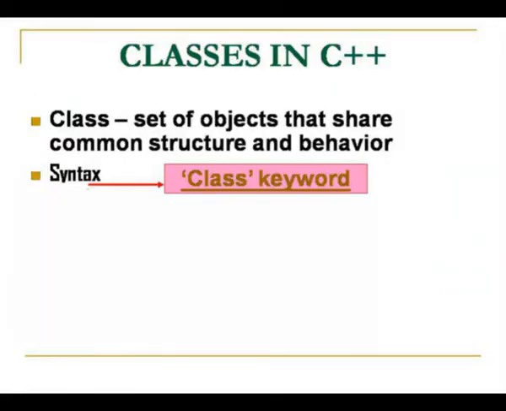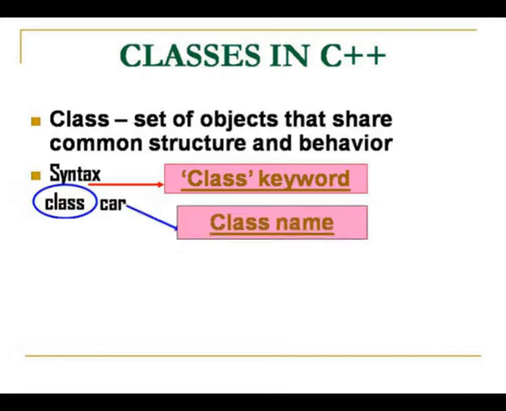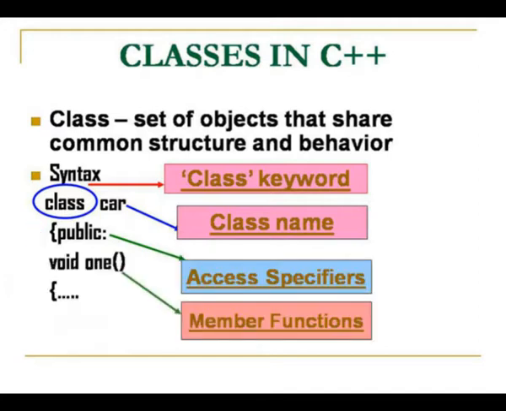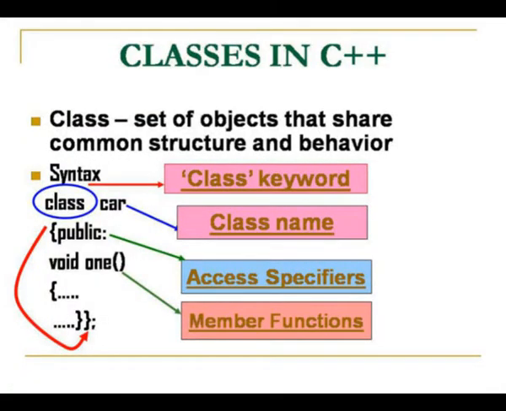You have the keyword class and then you need to have a class name to differentiate between the classes. The class body starts with the opening brace and here you have something called access specifiers, which we will be seeing in detail. And here one function is defined, which is void 1, and you have the class body which ends with a closing brace followed by a semicolon. So this is just a skeletal view of how a class is generally declared and what consists in the body of a class. Now we will see in detail each of these parts of a class.